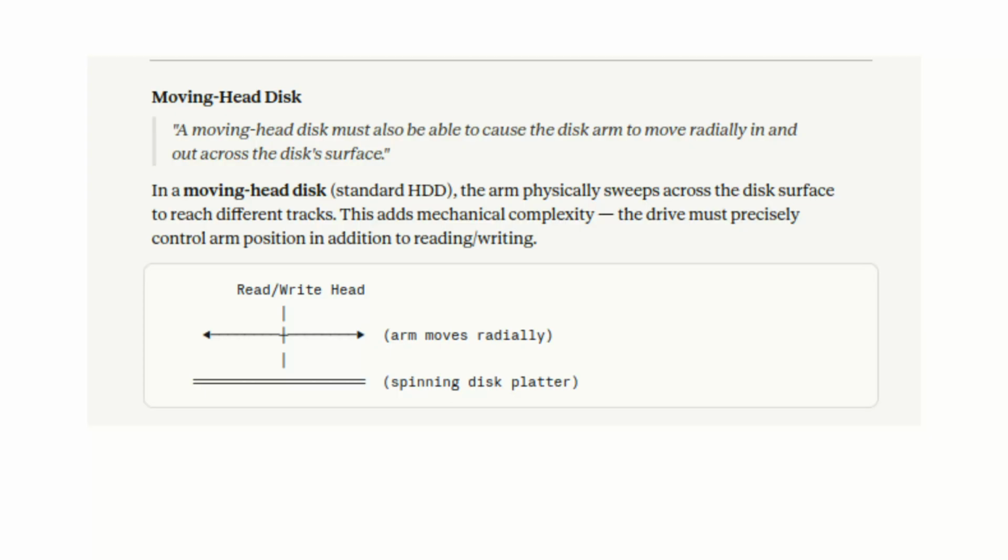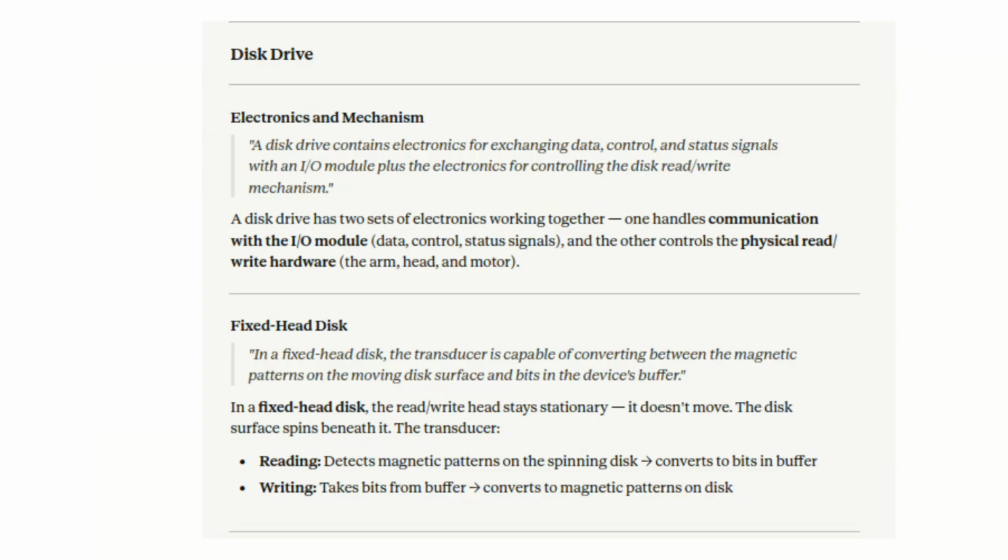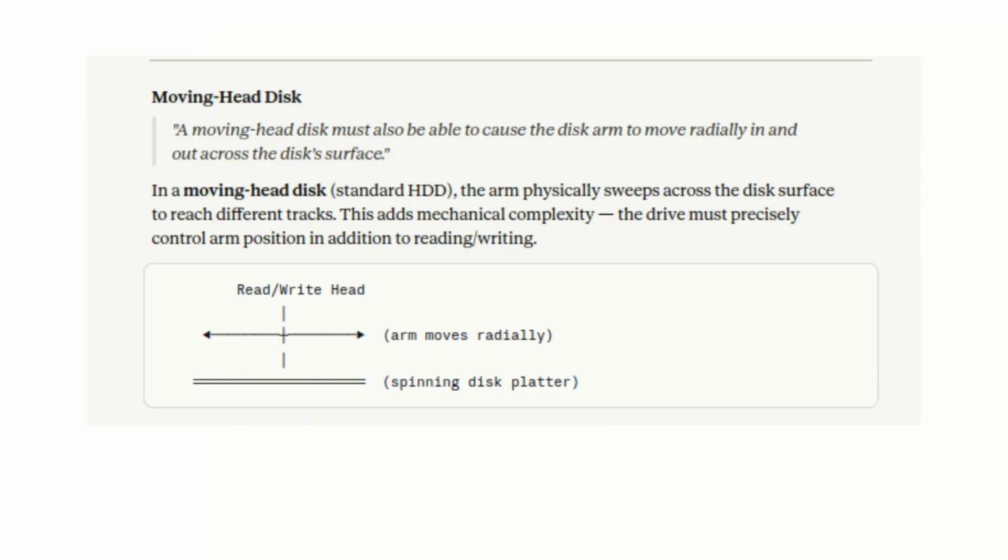Okay, so while we are learning the disk, the thing that you have to understand is that the disk has two electronics, one which handles the communication with the IO module and the other for the physical read or write hardware. Fine. Now there are two types of disk drive. One is basically the fixed head disk and the other is the moving head disk.